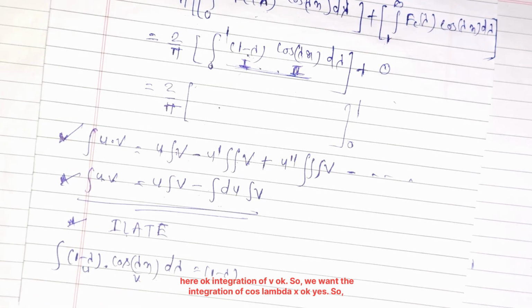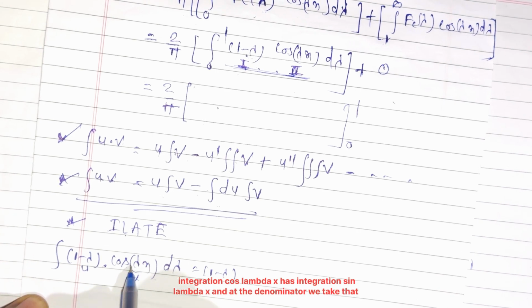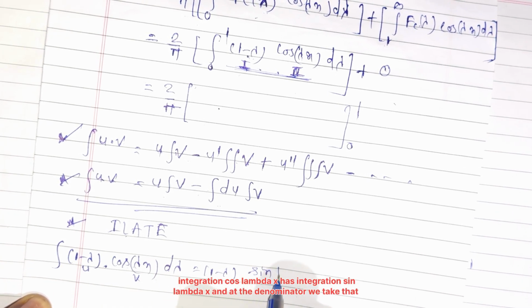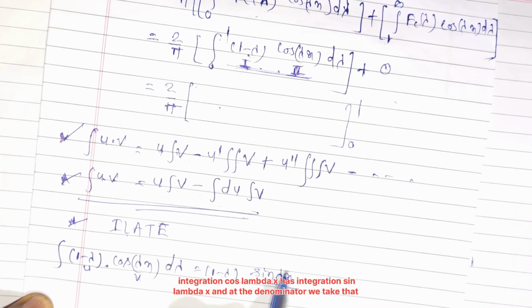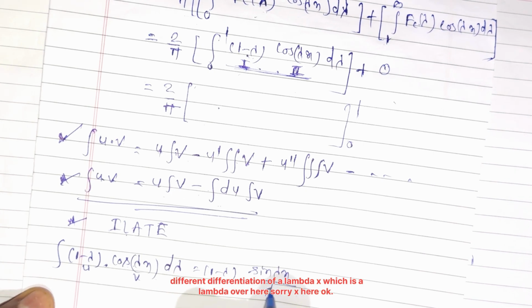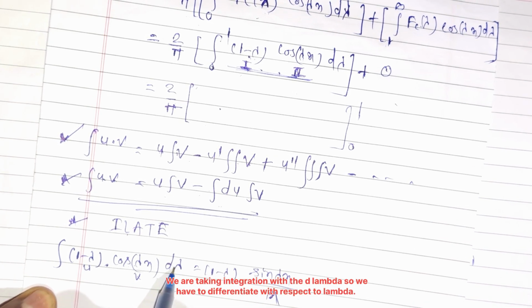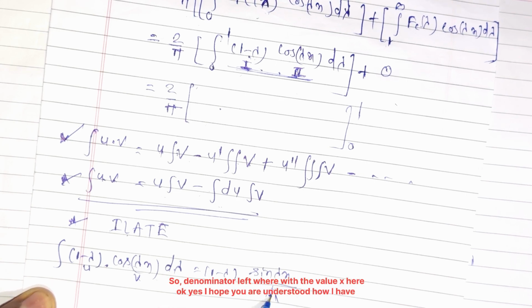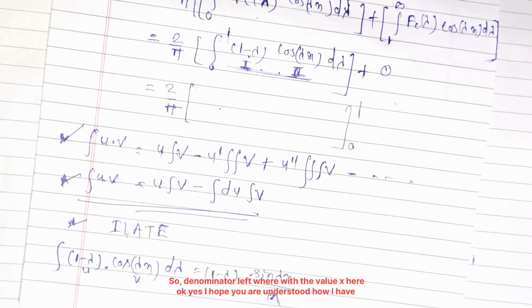So what is the integration of cos lambda x, which is sin lambda x. Cos has the integration sin lambda x and cos has a differentiation minus sin. So always remember that cos lambda x has the integration sin lambda x, and at the denominator we take the differentiation of lambda x, which is x here. We are taking integration with d lambda now, so we have to differentiate with respect to lambda. So the denominator is left with the value x here. I hope you all understood how I have taken this one.